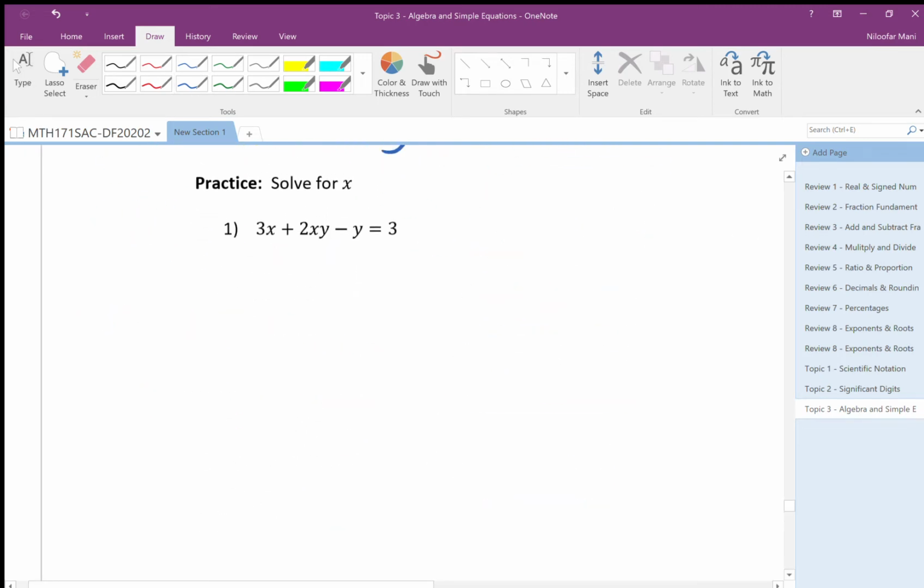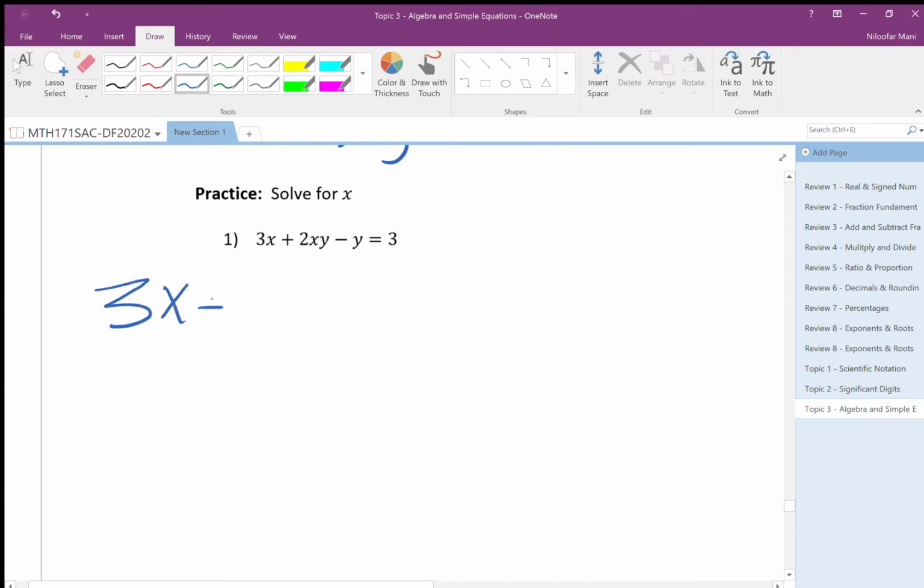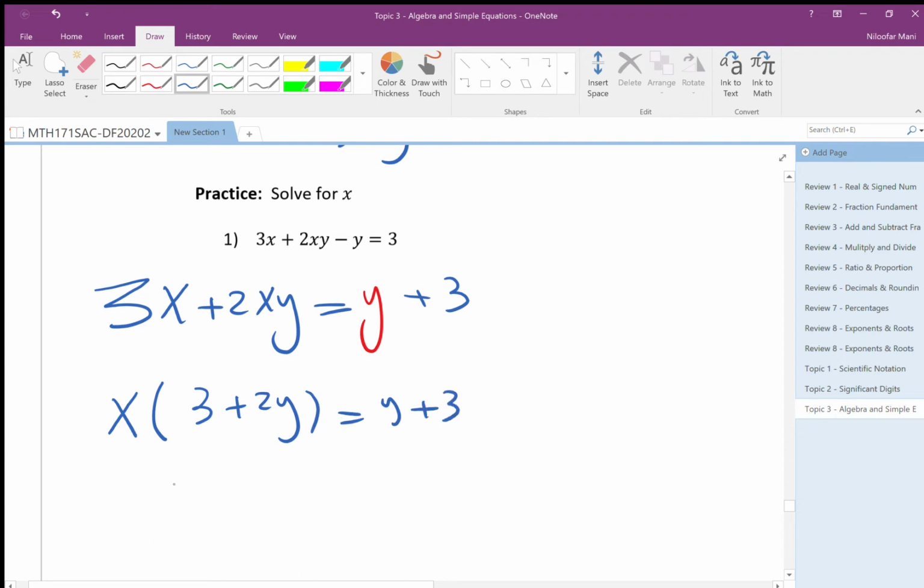So the next one is here. Solve for x, all x on one side, everything else on the other side. So 3x plus 2xy equals y plus 3. Can I combine them? No. Can I factor? Yes, I have to. x times (3 plus 2y) equals y plus 3. And x is y plus 3 divided by the thing which is beside x and is bothering me.